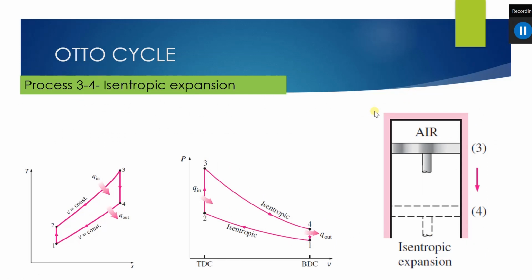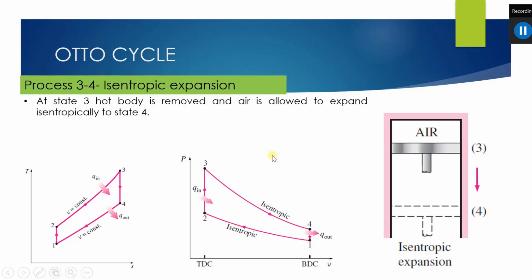The next process, process 3 to 4, is the isentropic expansion process, in which the air expands inside the cylinder isentropically, without change in the entropy of the system. At state 3, the hot body is removed and the air is allowed to expand isentropically to state 4. The heat source outside is removed and the air expands freely inside the cylinder.